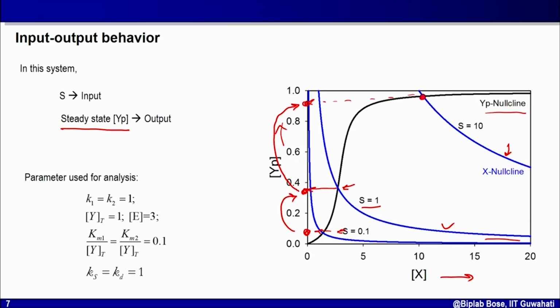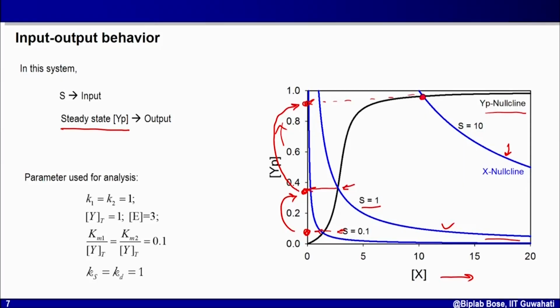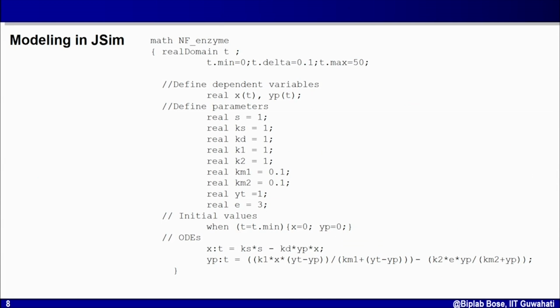So this shows the input-output relation. Remember, as the phase plane plot is showing, every time I have only one stable steady state, and the position of the steady state is changing as I change the input signal. We will explore this further, but not using phase plane plot anymore. We will do it using JSIM.